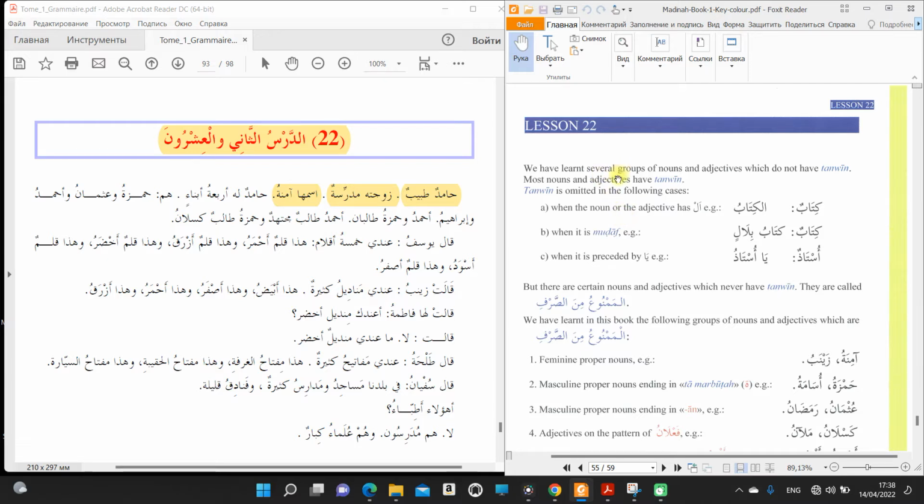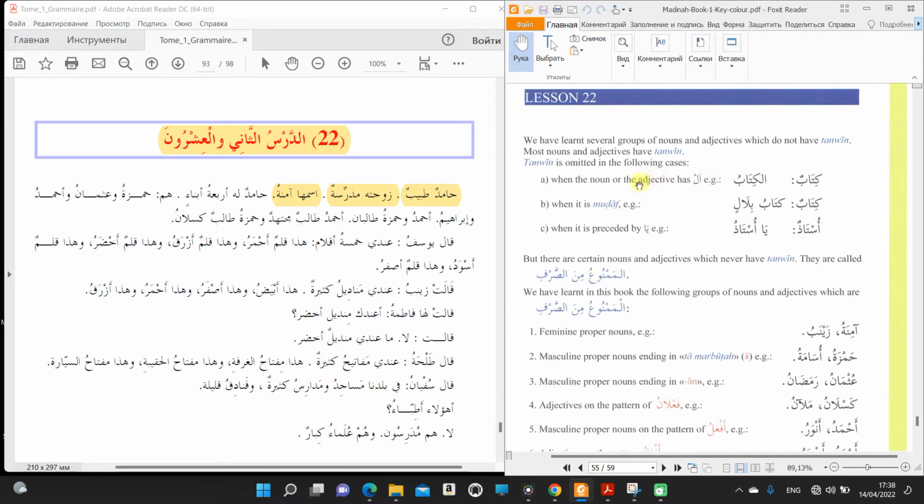It says in the beginning, we have learned several groups of nouns and adjectives which do not have tanween, and the tanween is omitted in the following cases. So there are basically three main cases when tanween is omitted. The first one, when the noun or the adjective has alif lam, like kitabun, it has tanween. Why wouldn't it? But once we add this alif lam, there is no tanween.